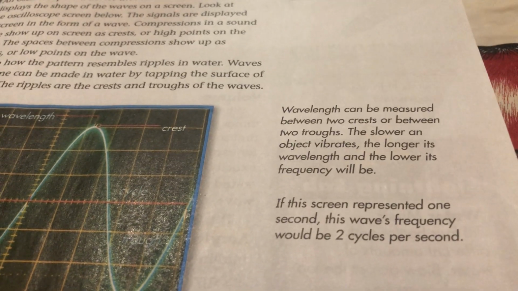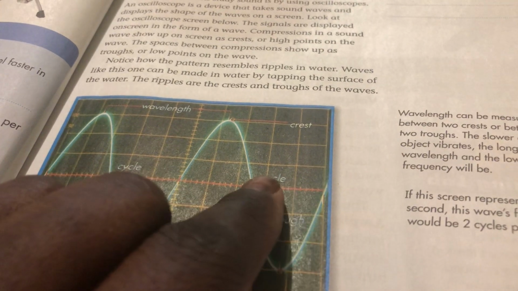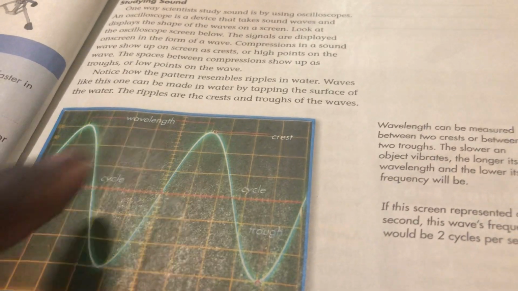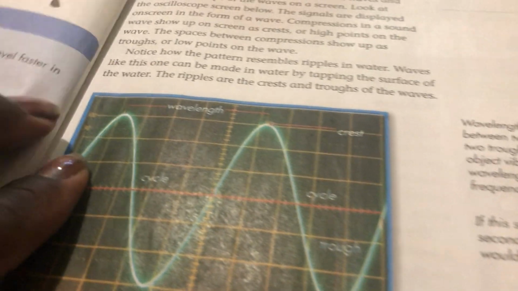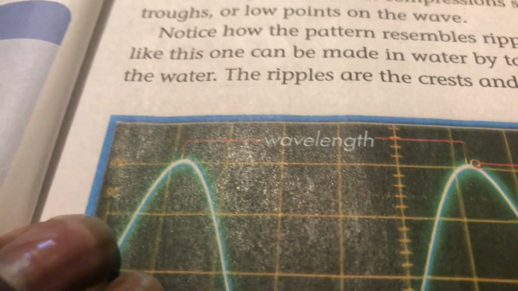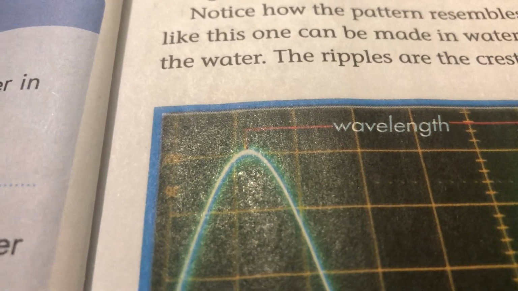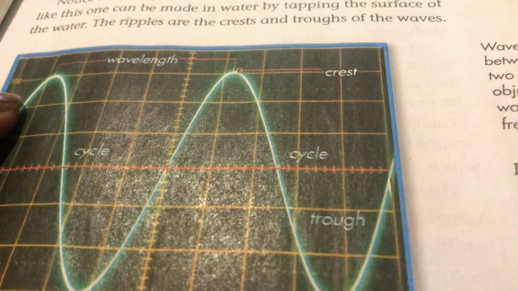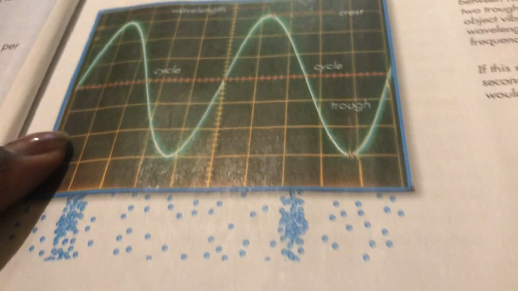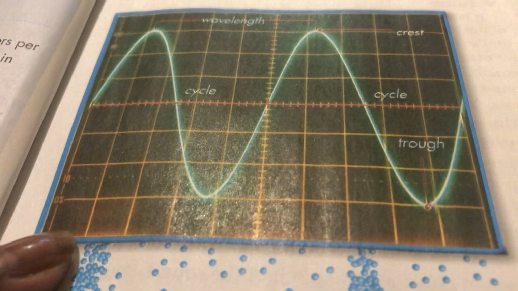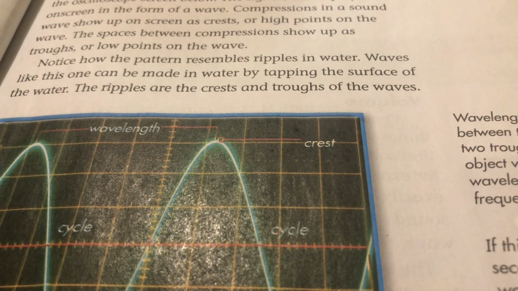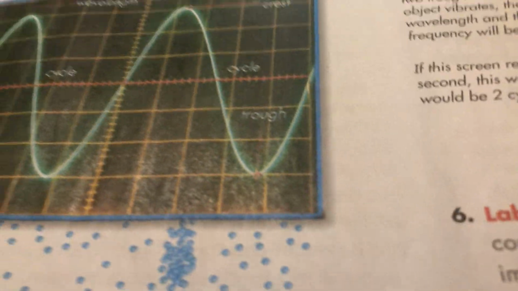Wavelength can be measured between two crests or between two troughs. So it can be measured between these two crests, or it could be measured between the troughs. So if you measure between the crests, it would be about 100 meters per second. And if you measure through the trough, it would be about 0 meters per second.